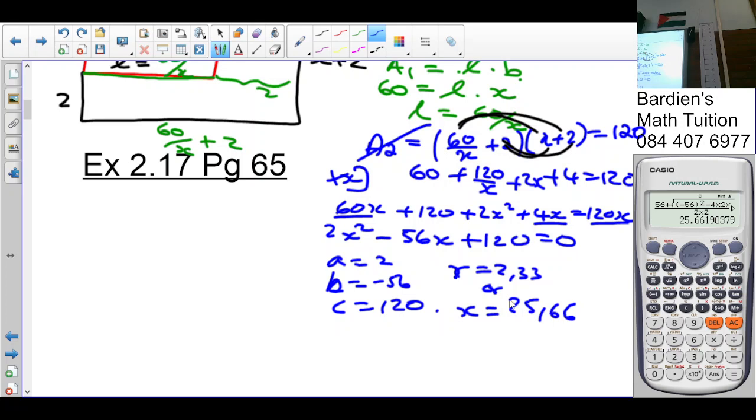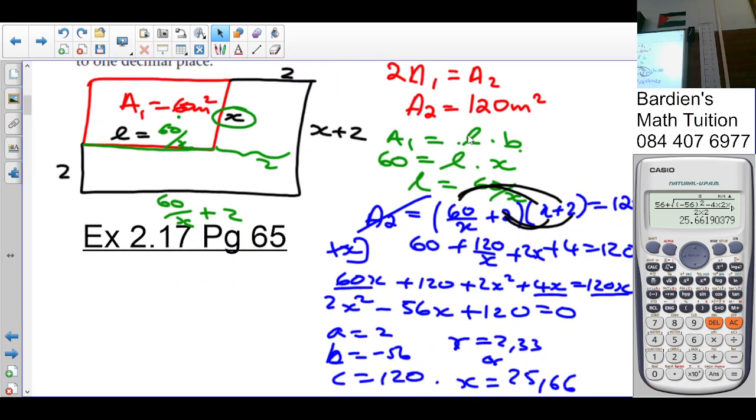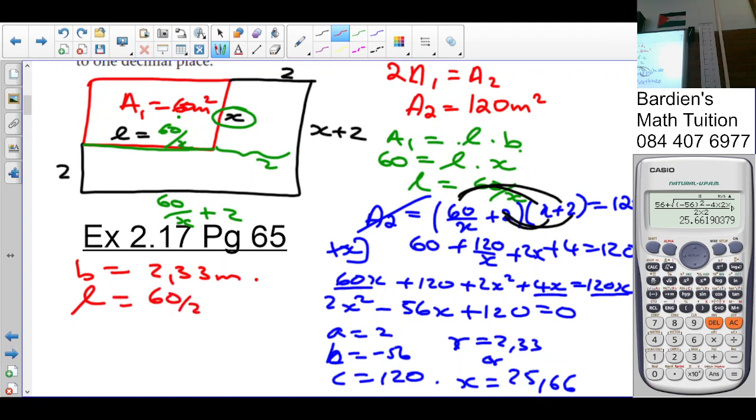25.66 is correct. So, coming back to the question, we'll see why you say it's wrong soon. The question says, find the dimensions of the original rectangle. So the breadth is going to be x, which is 2.33 meters, and the length is going to be 60 over 2.33, which is what? 60 divided by 2.33 should be 25.66, 25.7.